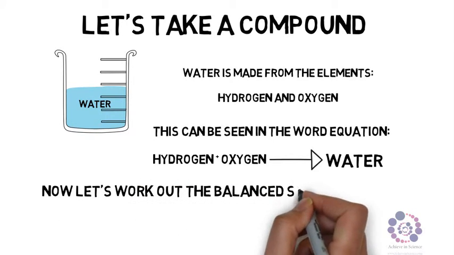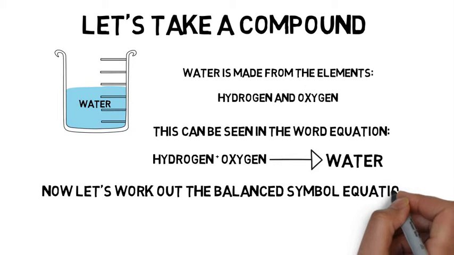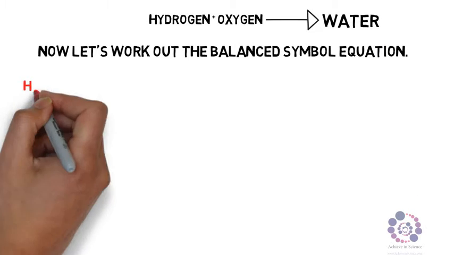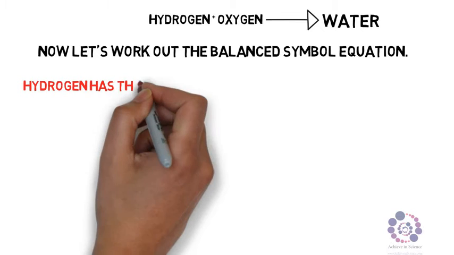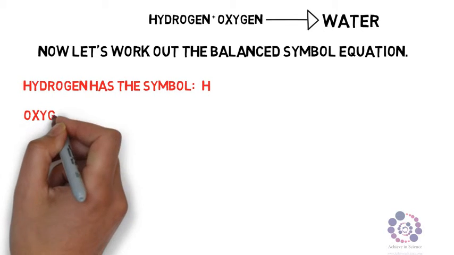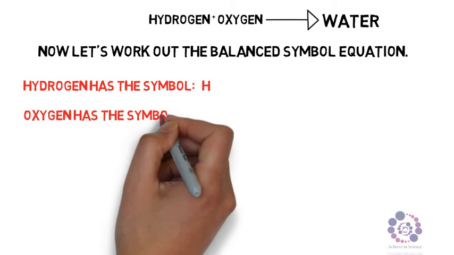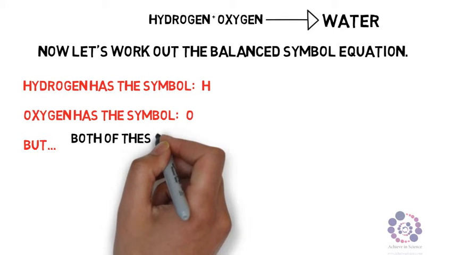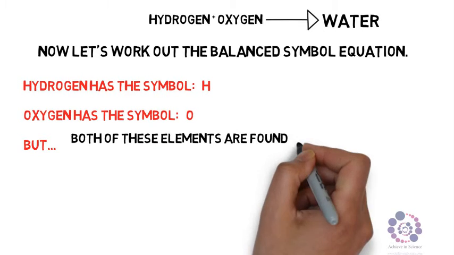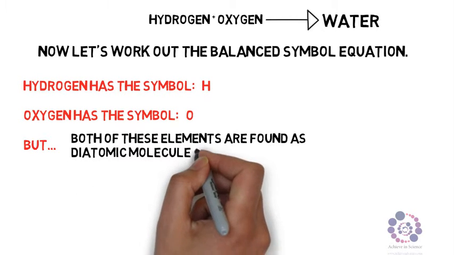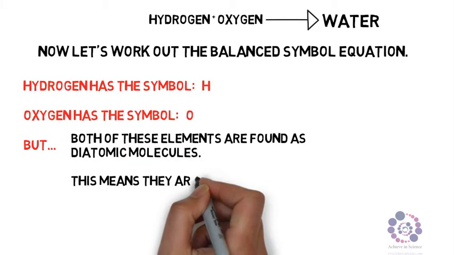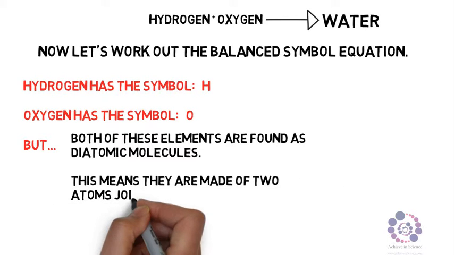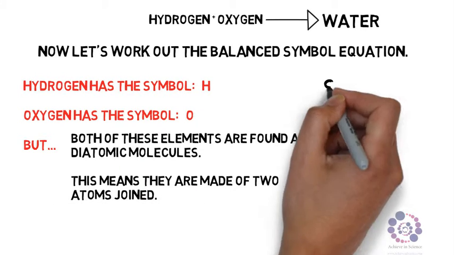Well, as you're aware, hydrogen has a symbol H, oxygen has a symbol O. But both of these elements are found as diatomic molecules. Di meaning two. This means that they go round in twos. So therefore, they are not H plus O, but instead we have H2 and O2.